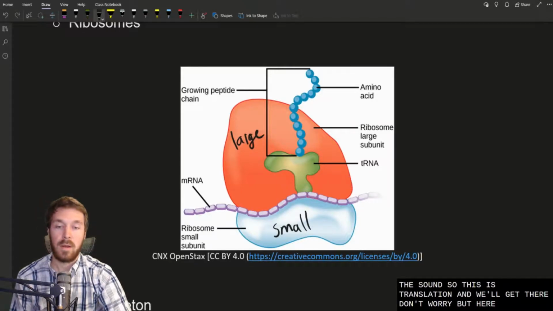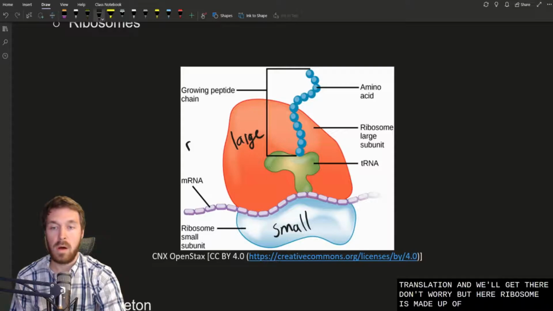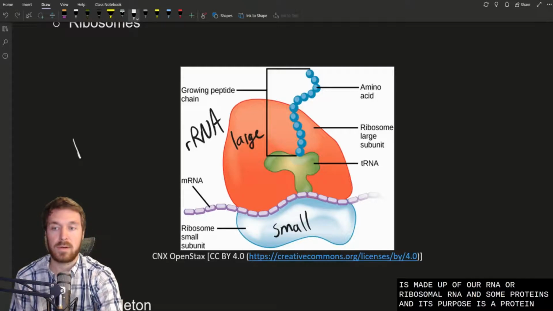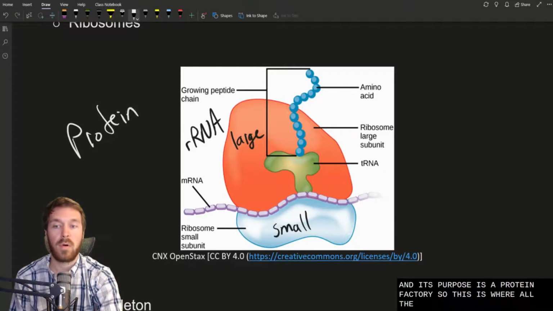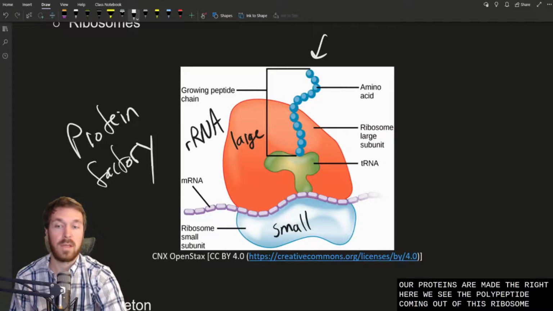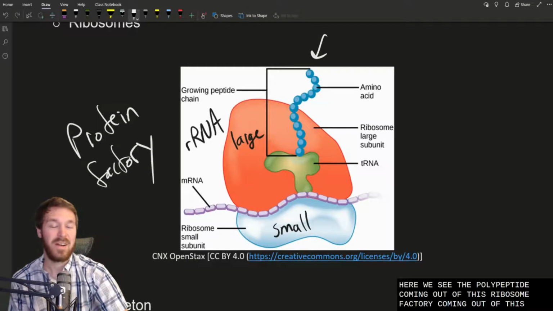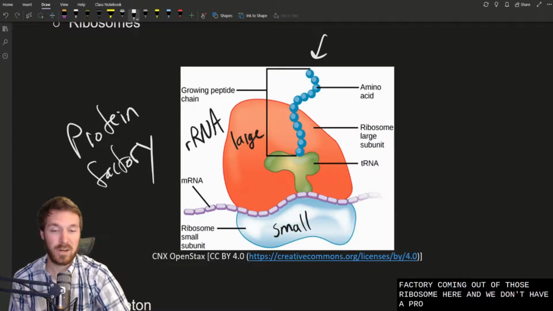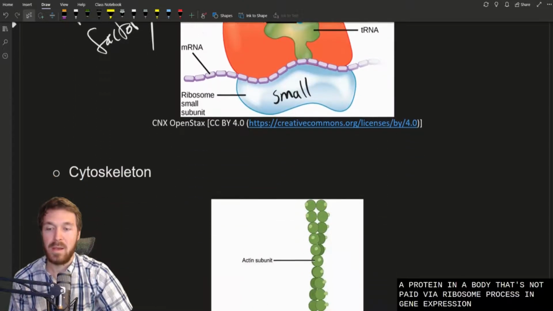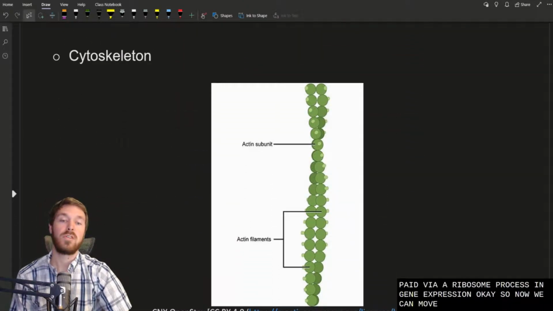But here, the ribosome is made up of rRNA, or ribosomal RNA, and some proteins, and its purpose is as a protein factory. So this is where all of our proteins are made. Right here, we see the polypeptide coming out of this ribosome, and we don't have a protein in our body that's not made via a ribosome process and gene expression. Okay, so now we can move into the cytoskeleton.